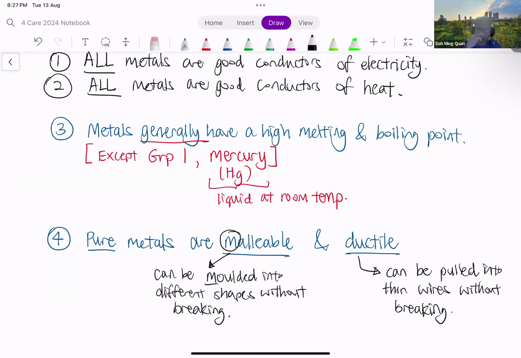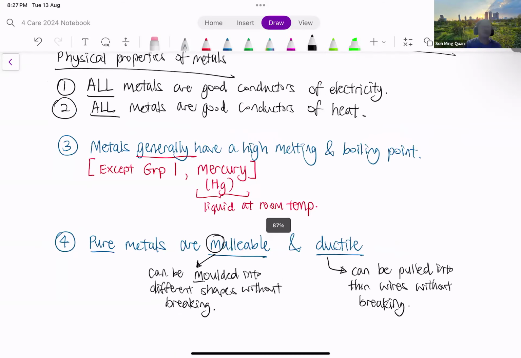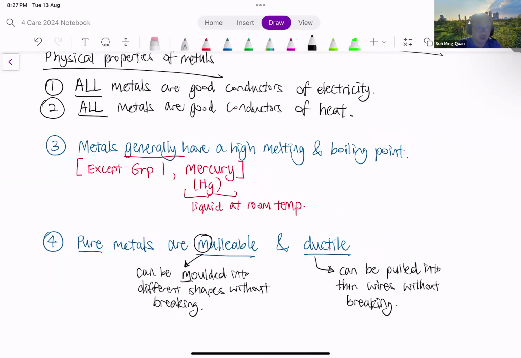You notice I've said pure metals over here. This means that I'm looking at the metal on its own. It's not mixed with something else. All right. So this concludes the 4 physical properties of metals.